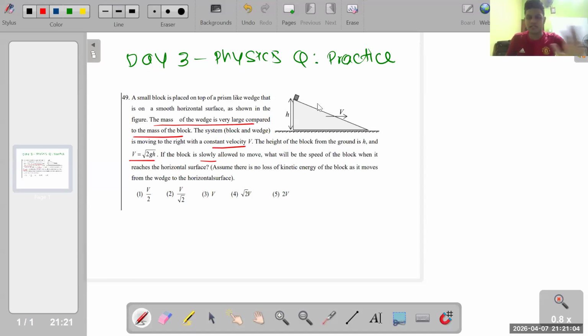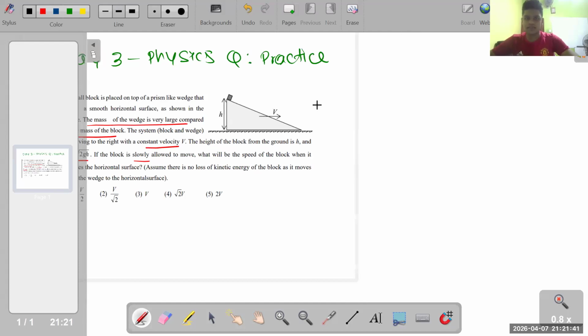So what is the scenario? They're saying initially the system, the wedge and the block, moves with a velocity v, and that velocity is square root 2gh itself. Now they are saying, what if the block is allowed to move independently? And if it is allowed, what is the velocity of the block when it reaches the edge of this surface? That is the question. Okay, let's see how we can get into this question.